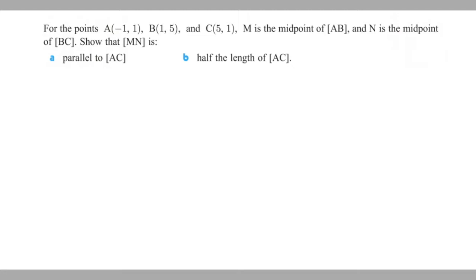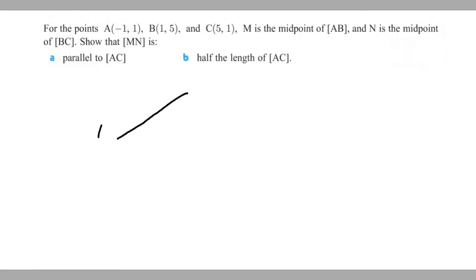Let's read the question. For the points A(-1, 1), B(1, 5), and C(5, 1), M is the midpoint of AB and N is the midpoint of BC. Show that MN is parallel to AC, and MN is half the length of AC. So let's have a pictorial representation of this first.